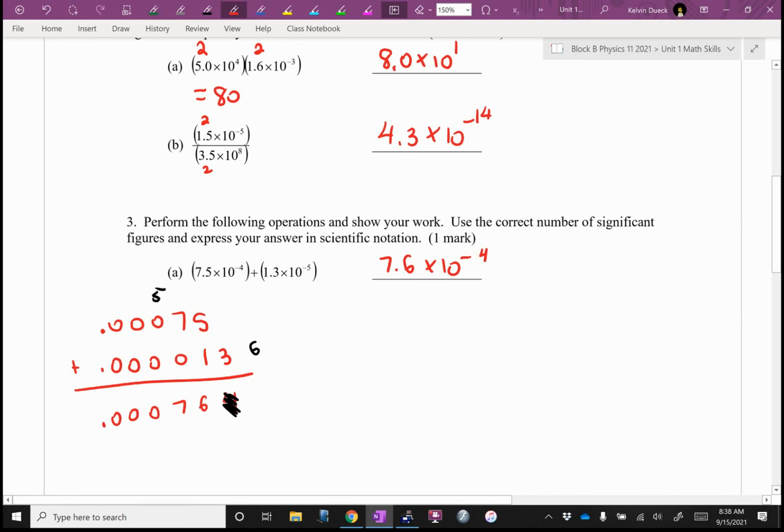Half mark for the 7.6, half mark for the times 10 to the negative 4. By the way, Maxine, did you see what I actually did? I wasn't sure how to do this, so I turned it into a question I already knew how to do. Useful trick. We'll be doing that all year long.